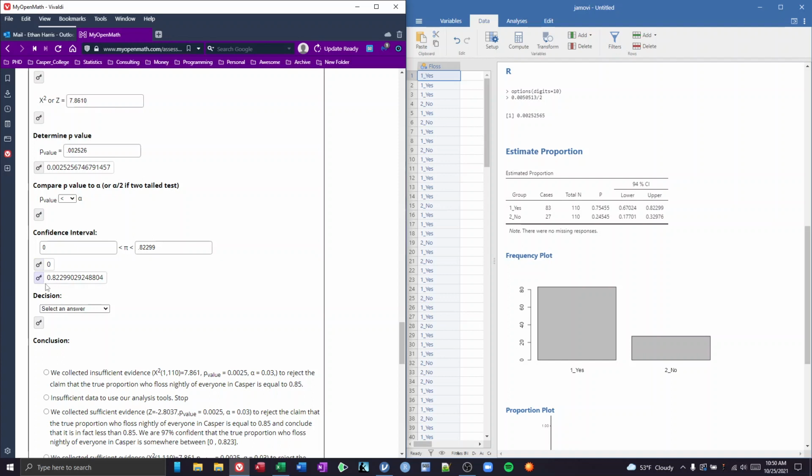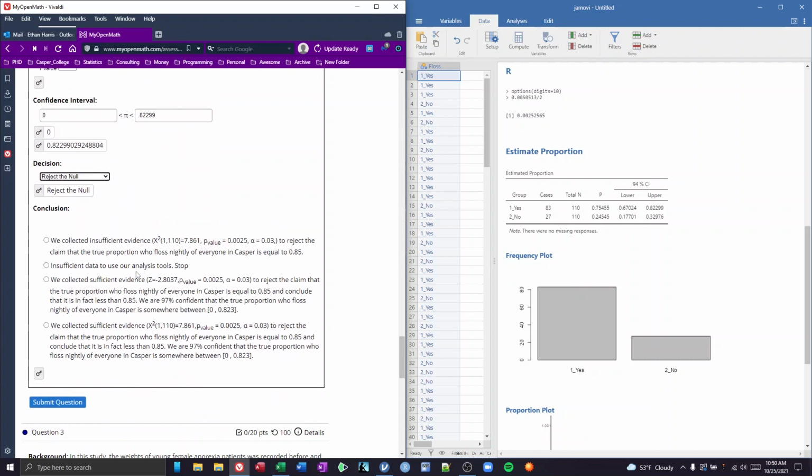And if we look at these, 0.822. Our decision is that we are going to reject the null hypothesis, and we're rejecting because our p-value is less than our alpha. The other way that you can see it is that 0.85 is not inside of our confidence interval. Okay, so then down at our conclusion, we can say that we have collected sufficient evidence, and we can do it either with the chi-squared or with z. We're going to say we collected sufficient evidence to reject the claim that the true proportion who floss nightly of everyone in Casper is equal to 0.85 and conclude that it is in fact less than 0.85.